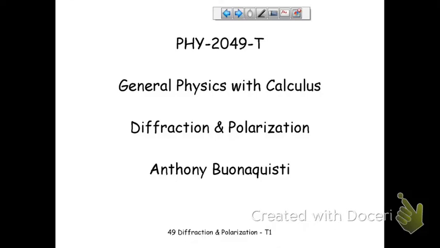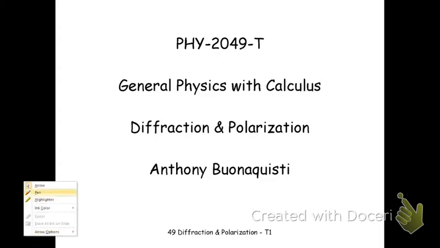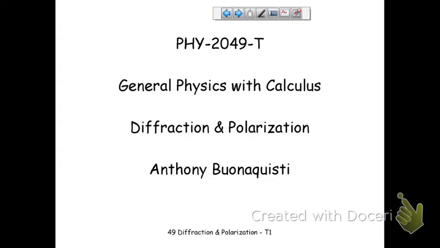So welcome. This is the section on diffraction and polarization. It's the last section in the course. I'm going to come down here and get my pen, and then okay, let's go through here.